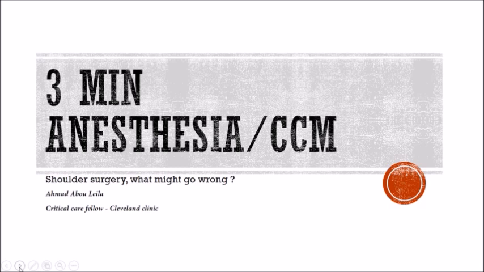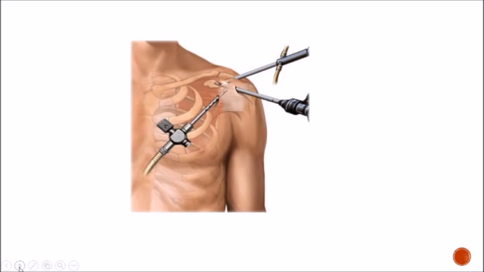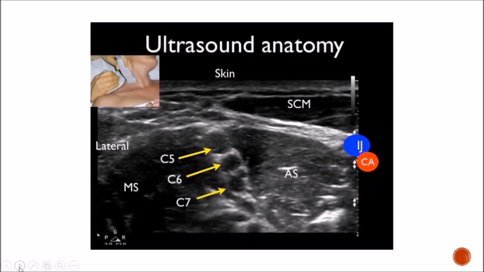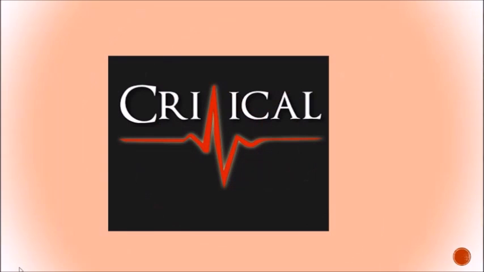Today we're going to talk about shoulder surgery and what might go wrong with these cases. Many of us, when we have shoulder cases, like to do an interscalene block pre-op for surgical purposes or post-op for pain control. But the interscalene block actually has a very close relation to other nerve structures and other major vessels, and sometimes you get into trouble with this block. Some of these problems are critical and some are just side effects. So today we're going to talk about these problems and how to prevent them.